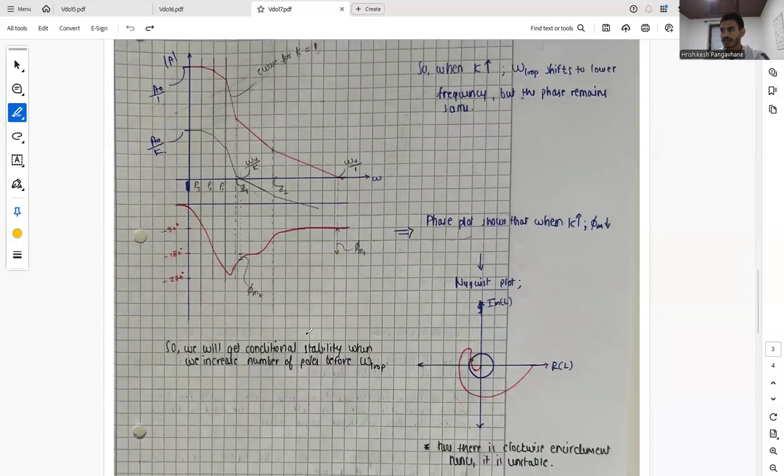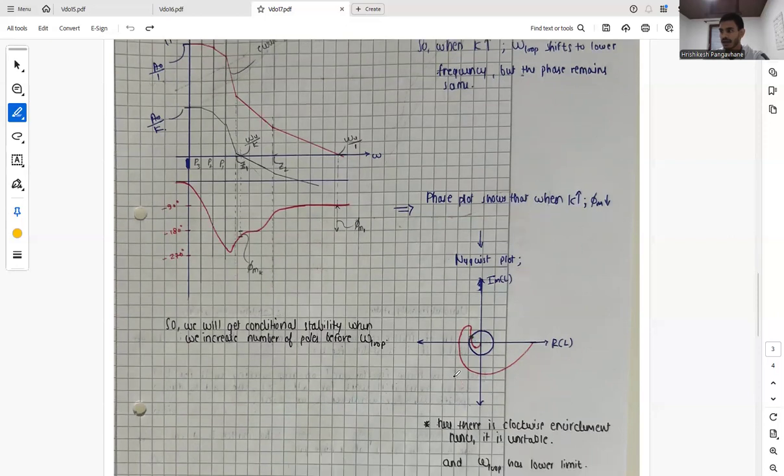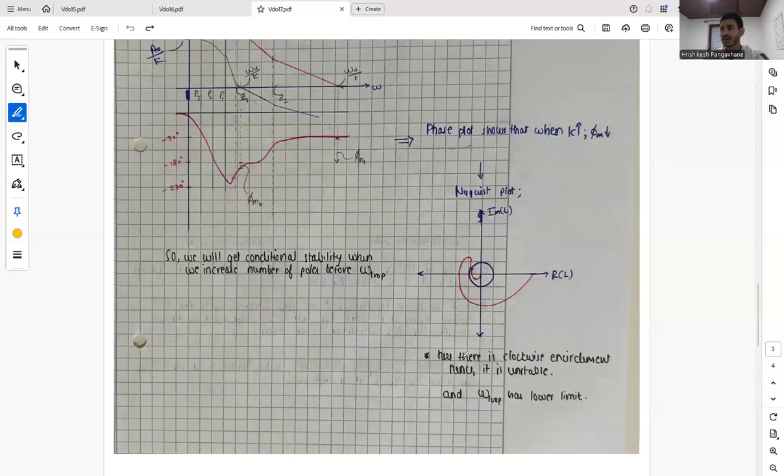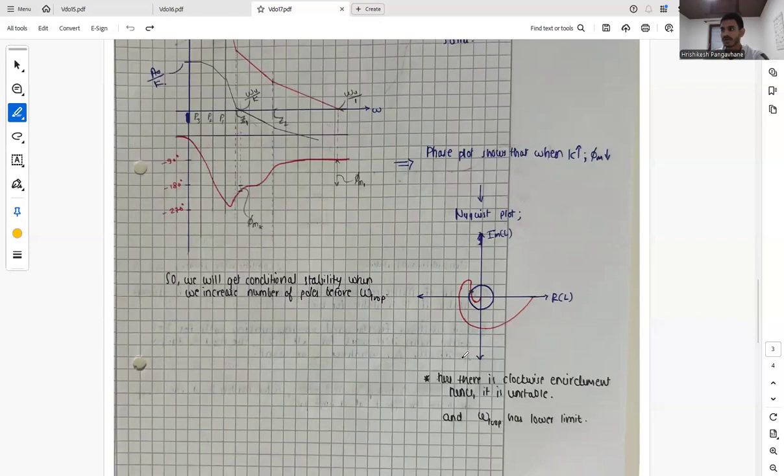When we plot the Nyquist plot for this, we start from here, but the thing is we enter the unity circle from the negative side from here, and this gives us instability. Here, as the curve is encircling in a clockwise direction, the critical point is actually getting encircled, and our system is unstable, and omega loop obviously has a lower limit for the stability.